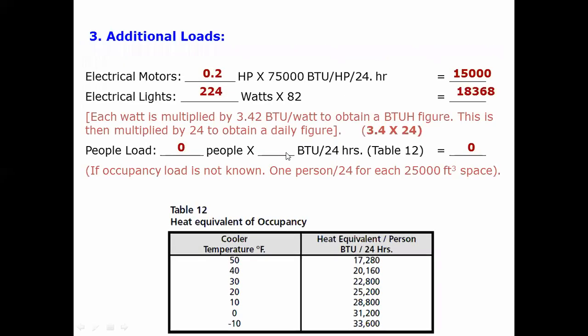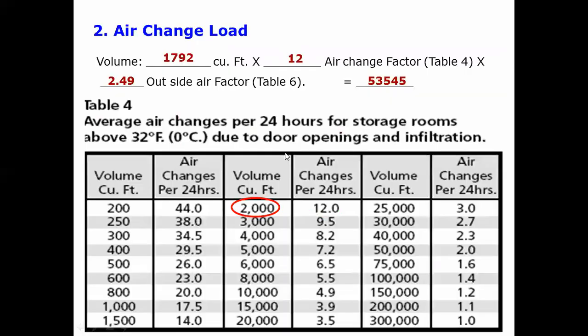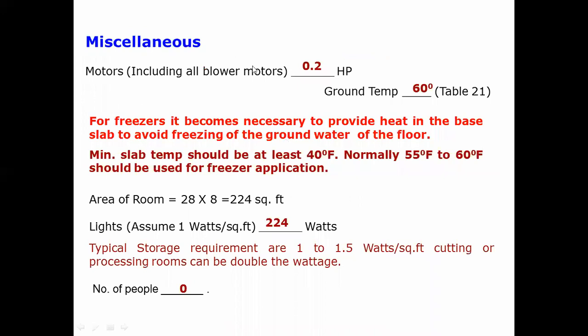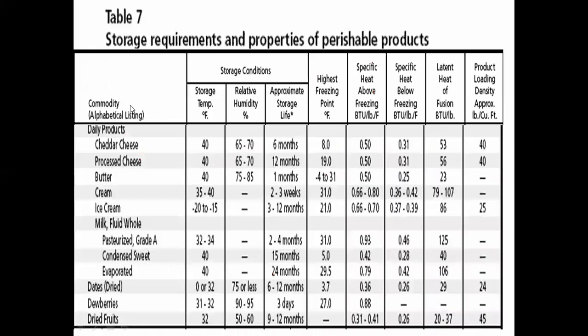So where is table 7? Table 6. Where is table 7? This is table 7, correct? Here storage requirements and properties of perishable food products are given. The commodity is already given. I have taken the screenshot of only this. There are n number of items here, in alphabetical order. What we have taken is that our material is milk, right? The milk is given here. In this milk there are subdivisions: pasteurized grade A, condensed, sweet, evaporated. So here we are choosing pasteurized grade A.